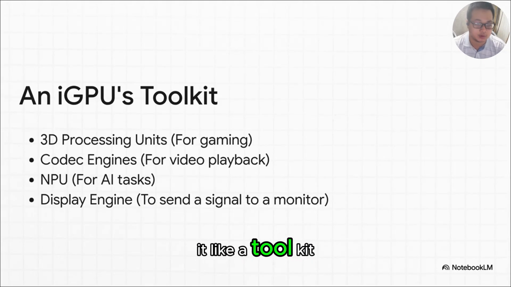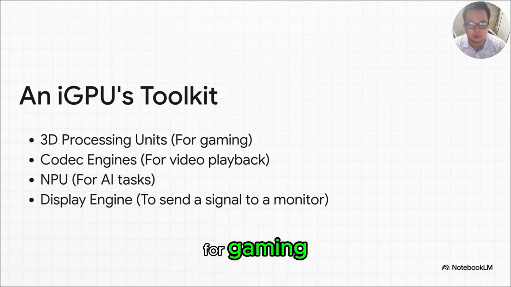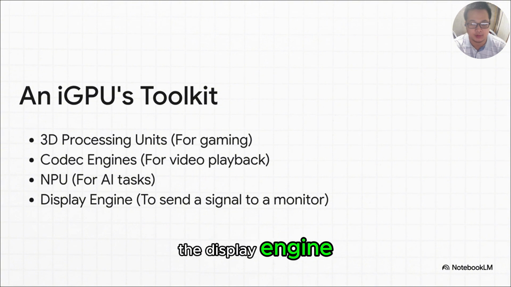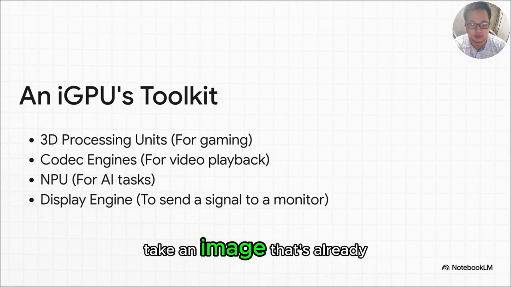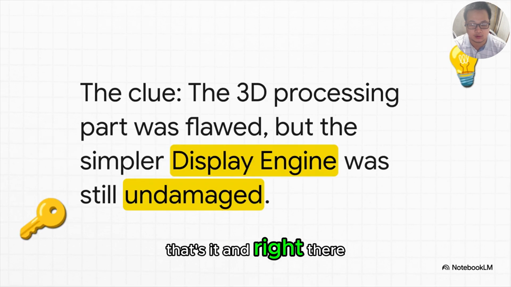Think of it like a toolkit, right? You've got your heavy-duty power tools. Those are the 3D processing units that do all the hard work for gaming. You have special tools just for playing video, others for AI stuff, but then you also have this one really simple basic tool in the kit, the display engine. Its only job is to take an image that's already made and send it out to your monitor. That's it. And right there, that is our first major clue.